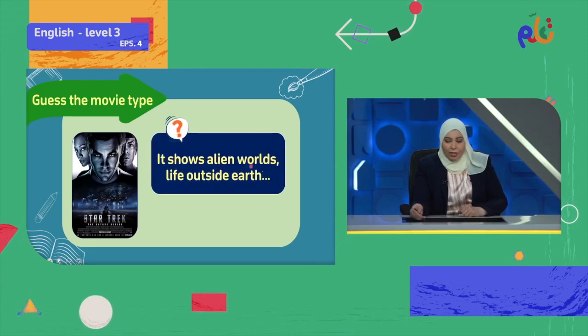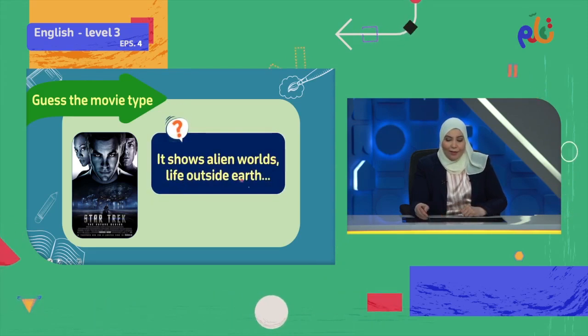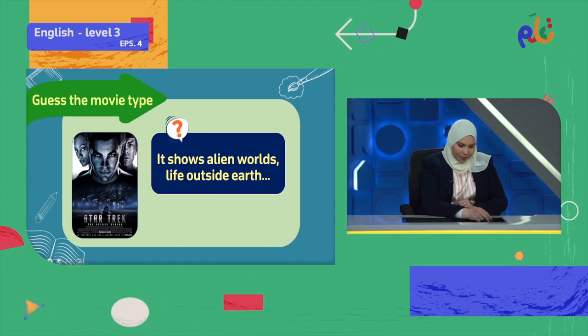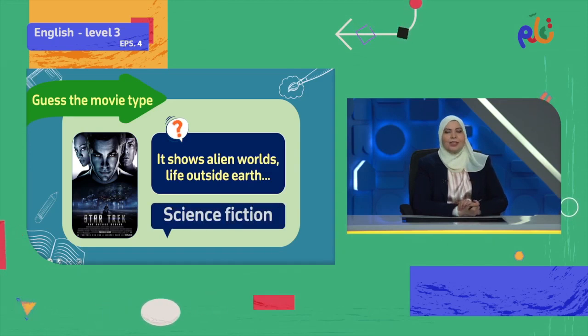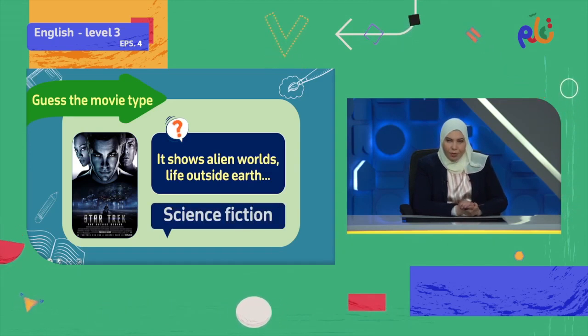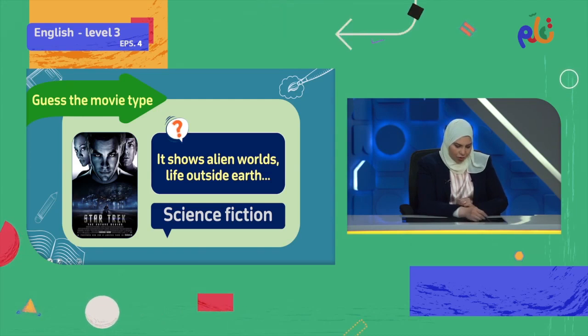Look at this one. Star Trek, the famous Star Trek. So if we're talking about stars, what do you think it's going to be? Yes, let's read. It shows alien worlds and life outside Earth. So we're talking about other planets and stuff like that. What do we call it? Exactly. It is science fiction. So this type is called science fiction. Good job.